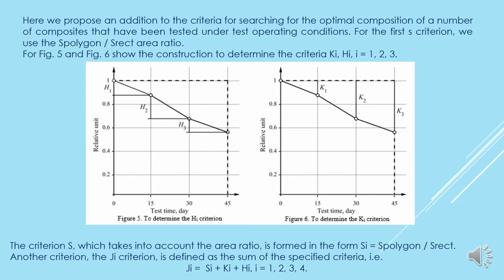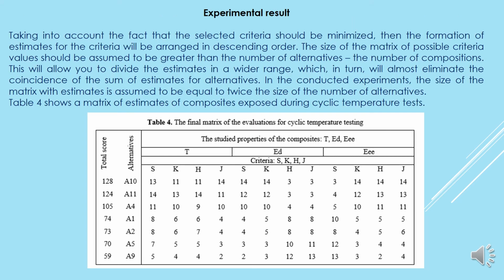The criterion C_i, which takes into account the error ratio, is formed as C_i equal to the ratio of S polygon and S-rect. Another criterion, the G criterion, is defined as a sum of the specified criteria: G is equal to C plus K_i plus H_i, where i is equal to 1, 2, 3, 4.